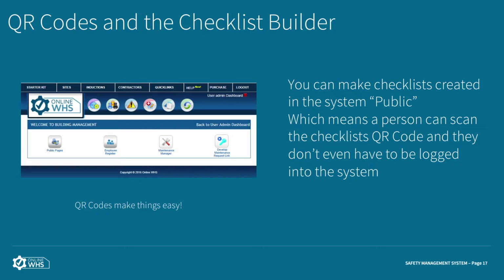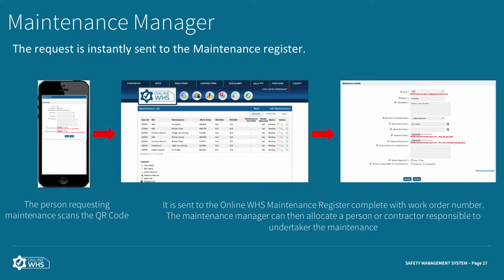That means I could now print out that QR code and stick it on my public toilets down at park such and such. The public can then scan that QR code. It will bring up a maintenance request form where they fill in the request. It automatically emails the council and puts it into their maintenance register, where the person responsible hits one icon and sees what maintenance needs to be done.